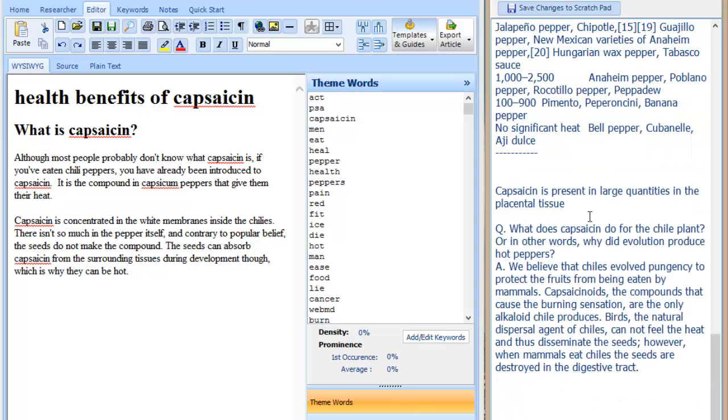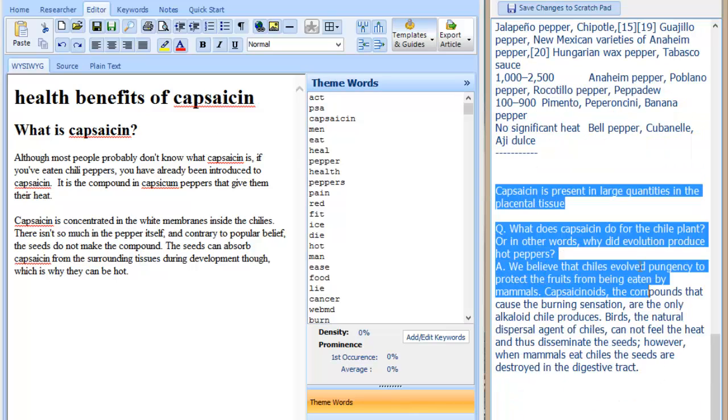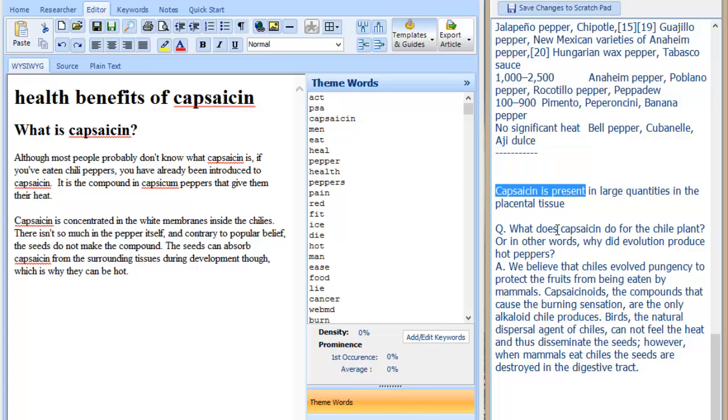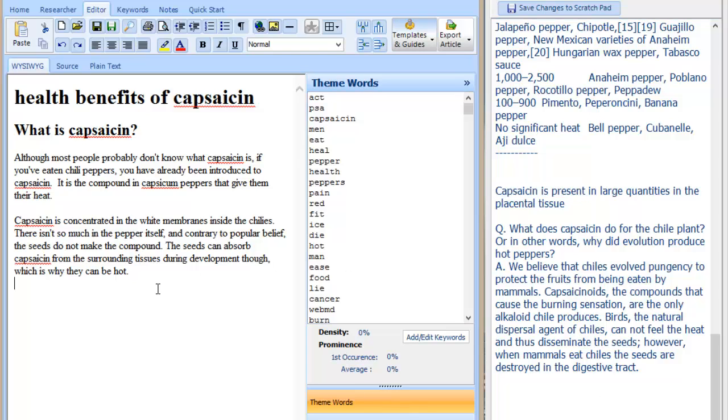Okay, the next thing I want to include here is a bit of information on what capsaicin does for the chili plant, and basically they think it's there for protection against being eaten by mammals, and a lot of mammals are sensitive to capsaicin, so avoid it. However, birds, which are the natural distributors of seeds, are actually insensitive to capsaicin and don't feel the heat, so they can eat the chilies and distribute the seeds, whereas mammals can't. So that's an interesting point. So I'm going to just put it over here.